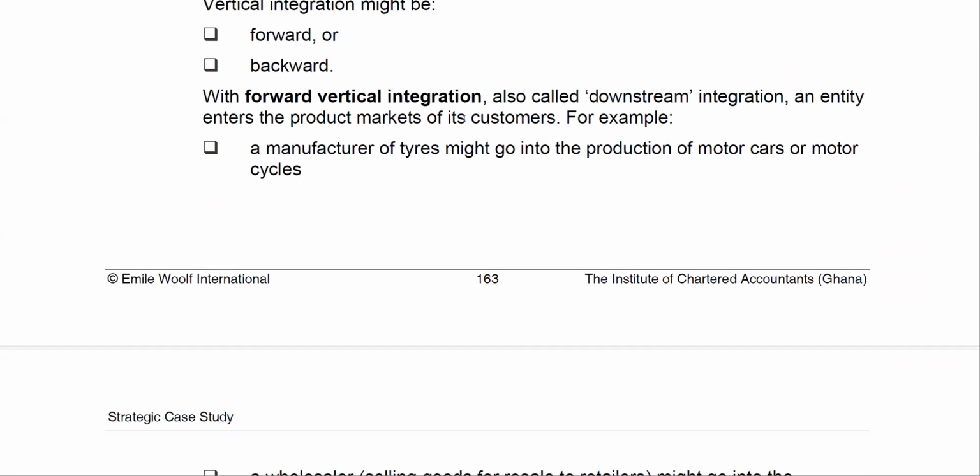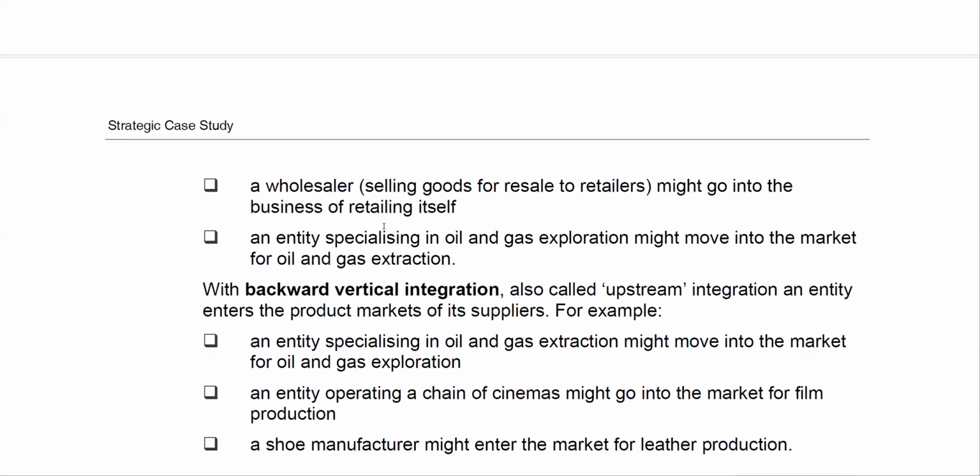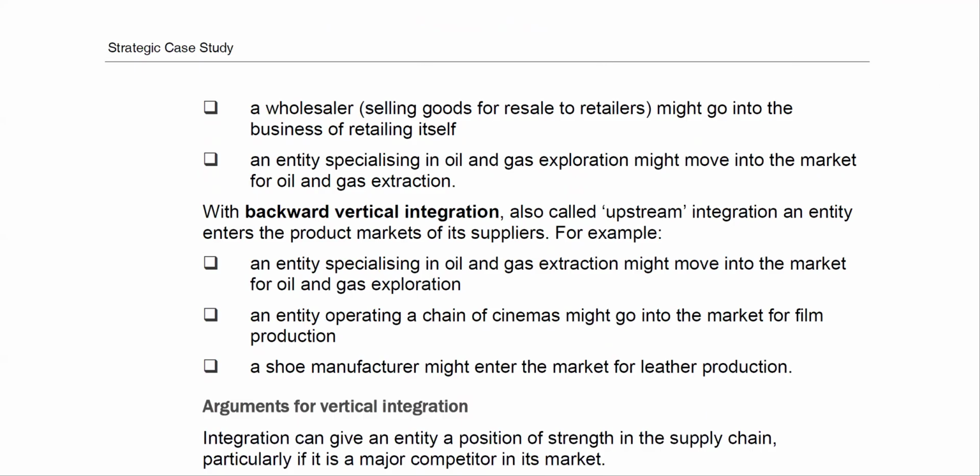Now, with a forward vertical integration, also called downstream integration, the name is very important because ICA can decide to examine you from the point of downstream integration. So an entity enters the product market of its customers. For example, a manufacturer of tires might go into the production of motor cars or motorcycles. A wholesaler who sells goods for resale to retailers might go into the business of retailing itself or acquire a retailer. An entity specializing in oil and gas exploration might move into the market for oil and gas extraction. So all these things are forward vertical integration.